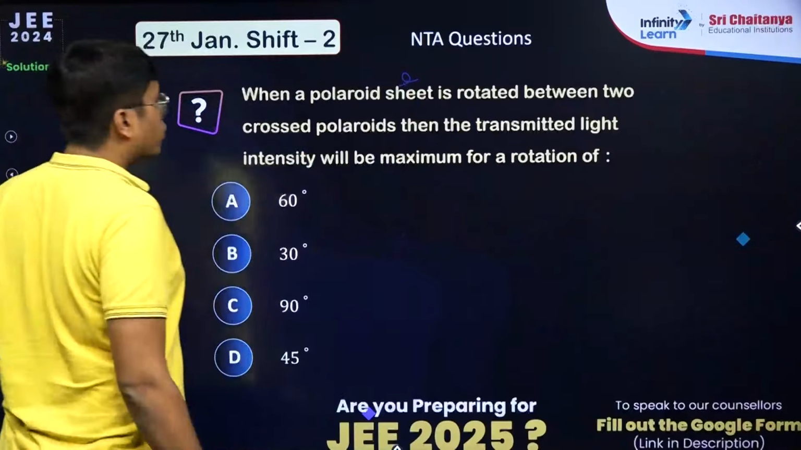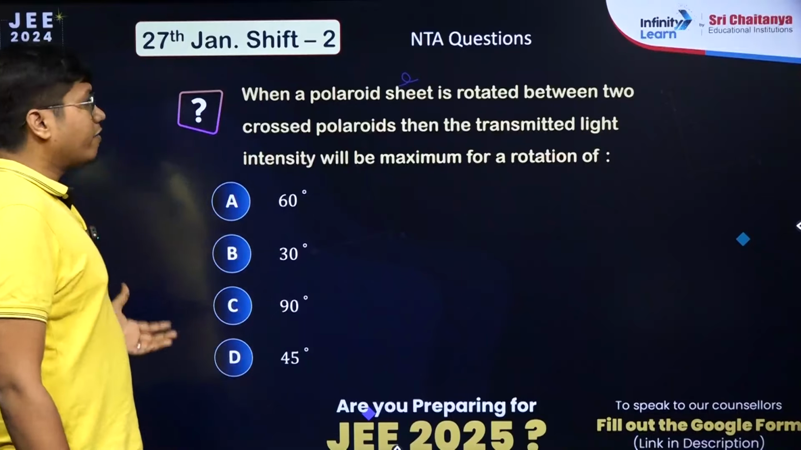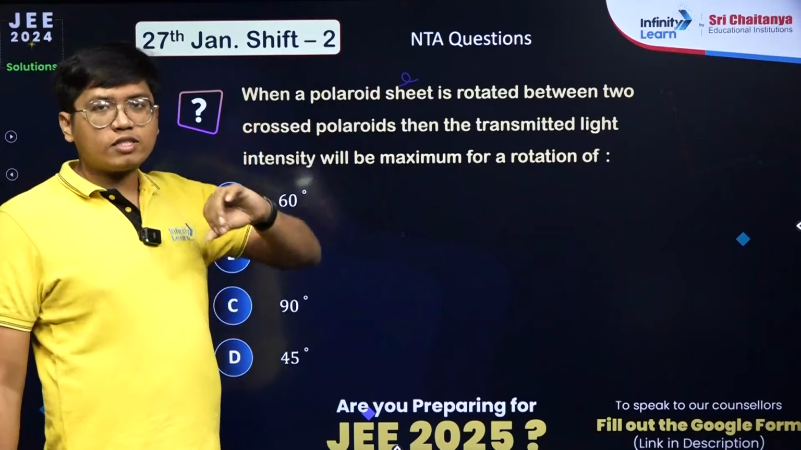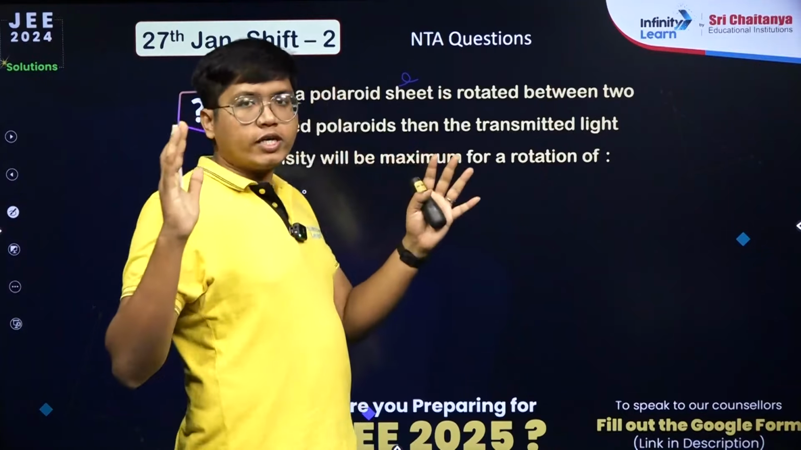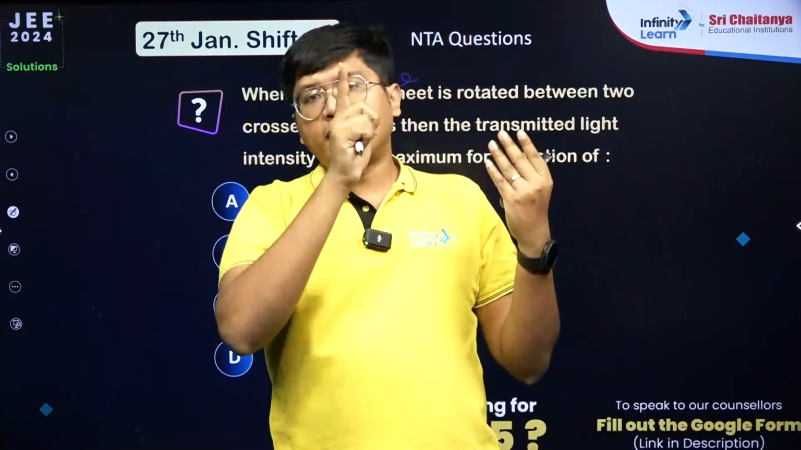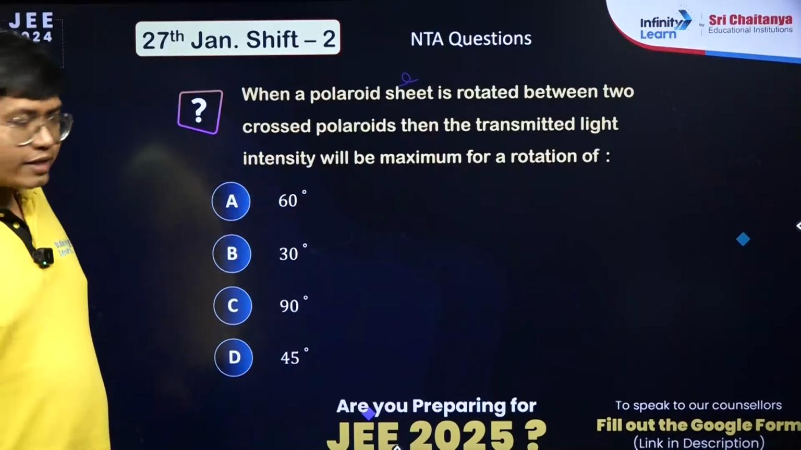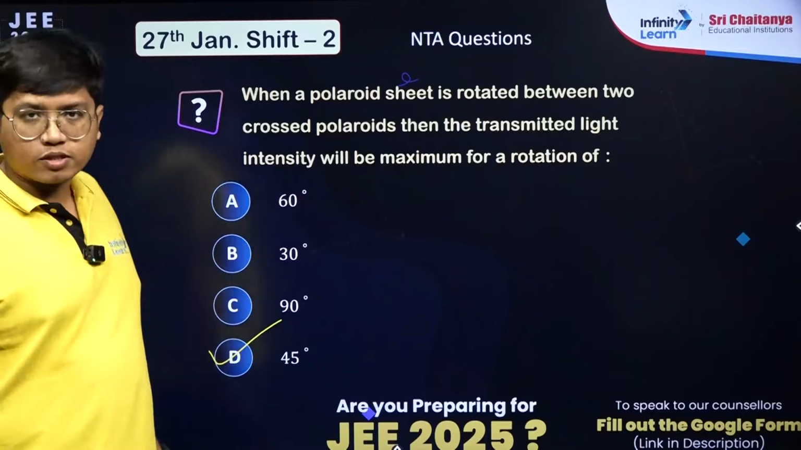Next up, when a Polaroid sheet is rotated between two crossed Polaroids, then the transmitted intensity will be maximum for a rotation of how much? So this you can derive, or this is almost a direct theory. I hope you're all familiar with it, that if there are three Polaroids, first and the last one is crossed, means the angle is 90 degree, then the middle Polaroid should be at an angle of 45 degree with both of them to get the maximum intensity out. So you can directly opt for this.